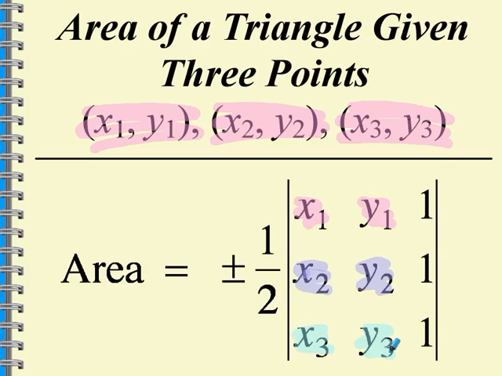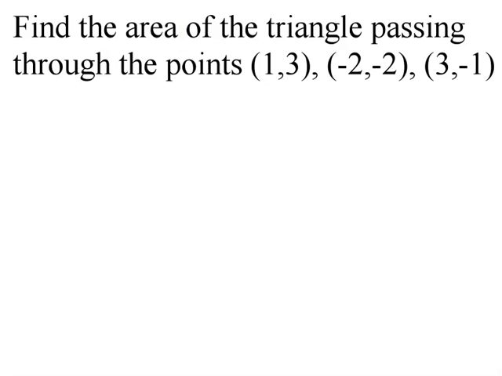So we're going to go ahead and look at an example, and see if we can solve that fairly quick. It says find the area of the triangle passing through the points (1, 3), (-2, -2), and (3, -1). Find the area of the triangle passing through the points (1, 3), (-2, -2), and (3, -1).